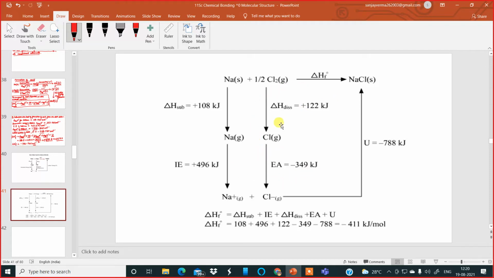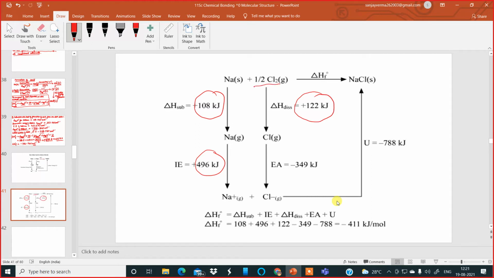Diagram based numerical over here. The delta H sublimation is given as 108 kilojoules per mole. Ionization enthalpy is given as 496 kilojoules per mole. Then dissociation is given as plus 122, half of chlorine directly it is given.